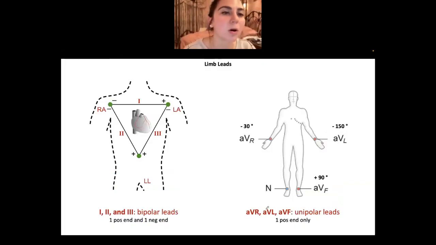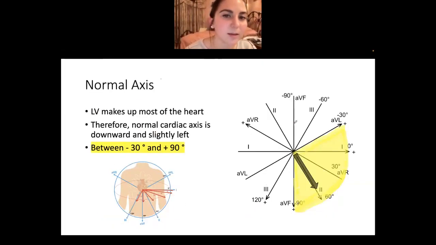If you were to add up all of the vectors from all of these axes with where the heart is, your overall vector would be, again, lead 2. We've talked about this many times. So it's going to be from top right to bottom left. That's going to be your normal axis, somewhere around 60 degrees. But notice that your normal axis can be anywhere from -30 all the way to +90.